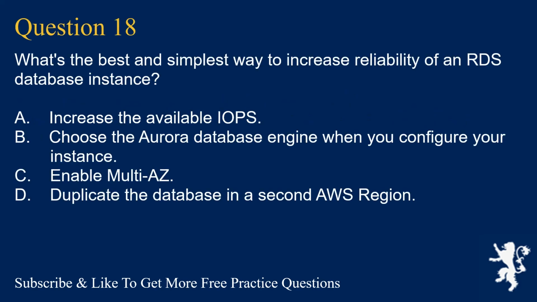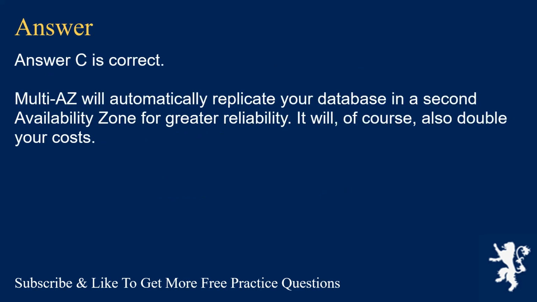Question 18. What's the best and simplest way to increase reliability of an RDS database instance? A. Increase the available IOPS. B. Choose the Aurora database engine when you configure your instance. C. Enable Multi-AZ. D. Duplicate the database in a second AWS region. Answer C is correct. Multi-AZ will automatically replicate your database in a second availability zone for greater reliability. It will, of course, also double your costs.